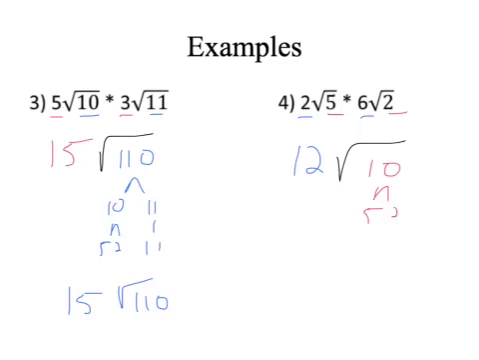So when you're adding or subtracting radicals, the number on the inside has to be the same. Add the number on the outside together, leave the inside number the same. When you're multiplying, multiply your numbers on the outside together, multiply numbers on your inside together, and then simplify your radical if possible.